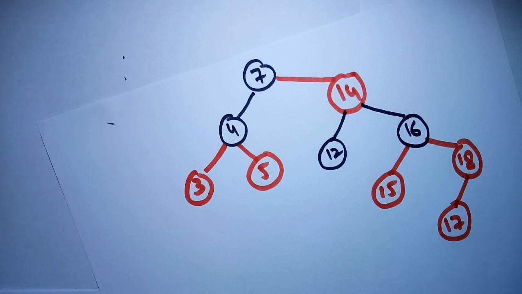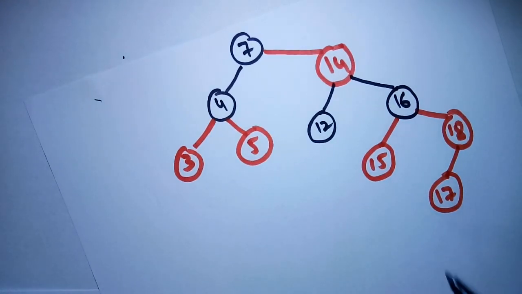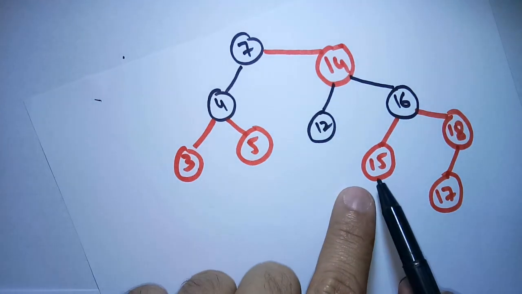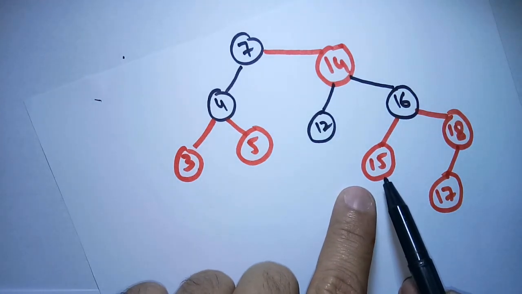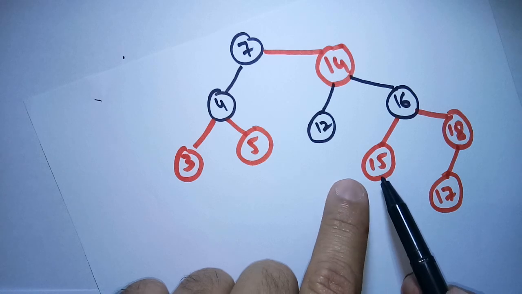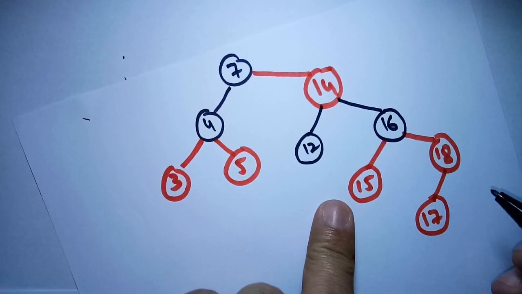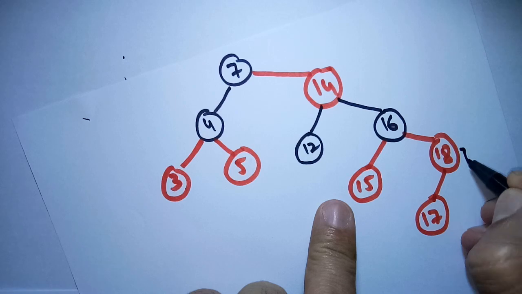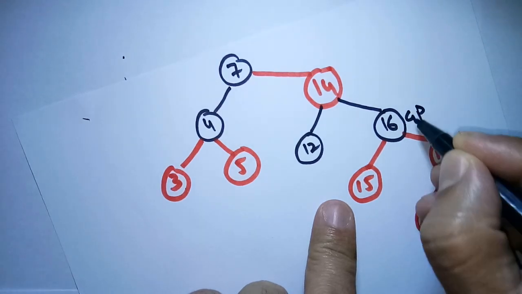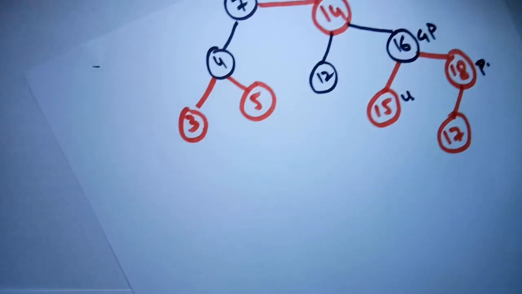If this violates the property, what do we need to do? For rule number 2, we need to check the color of the uncle. The color of the uncle is red, so it is rule number 2. Rule number 2 says change the color of parent, grandparent, and uncle. That's it. So let's redraw it.